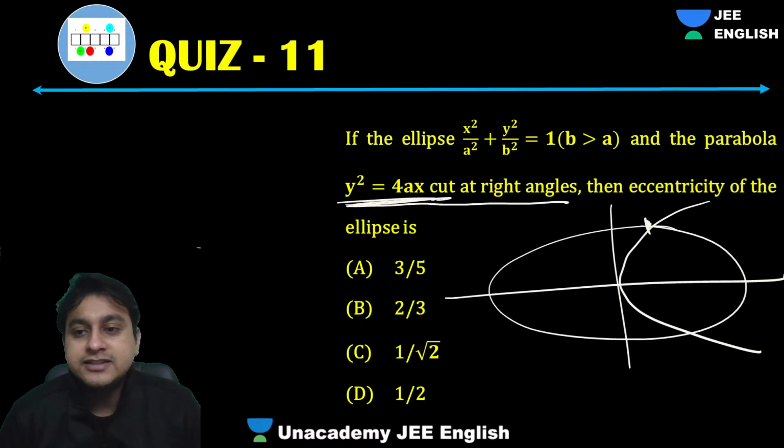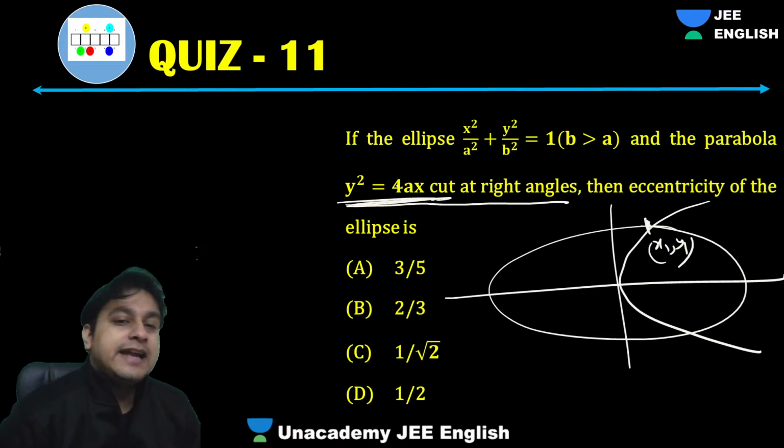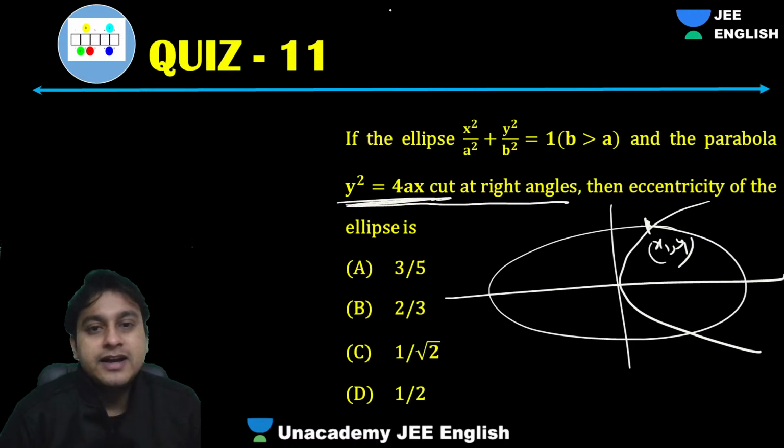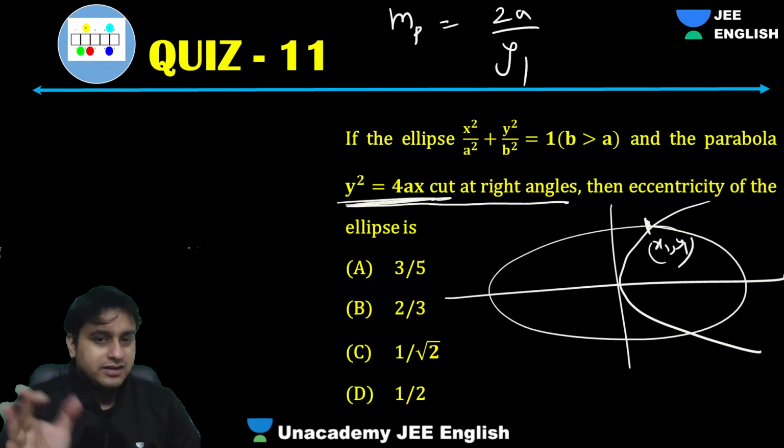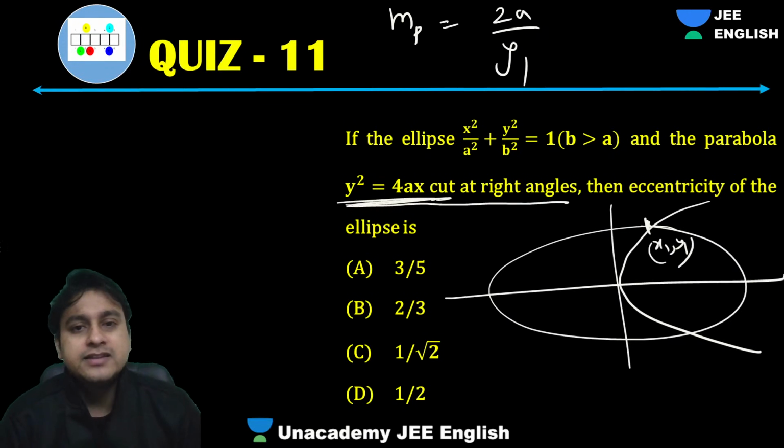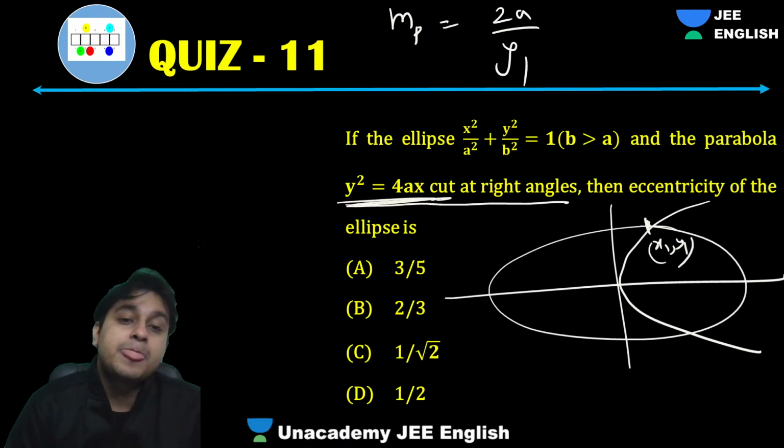Everyone knows, guys. Let's suppose that point is x1 comma y1. So what do we get as the slope of the tangent? The parabola's slope is pretty easy: 2a by y1. Remember, guys, differentiate and you can get it, or you can also use the tangent rule. That's what we get as the slope. That's not a difficult thing.